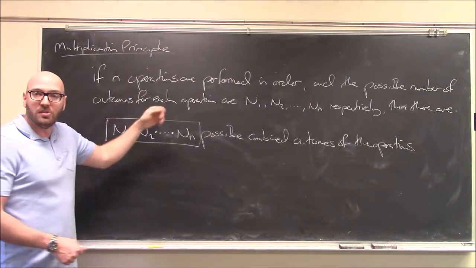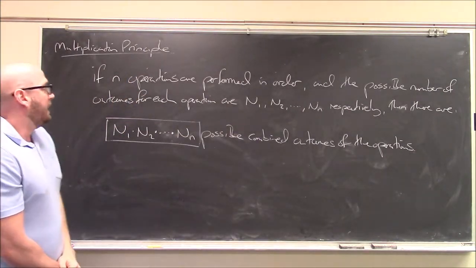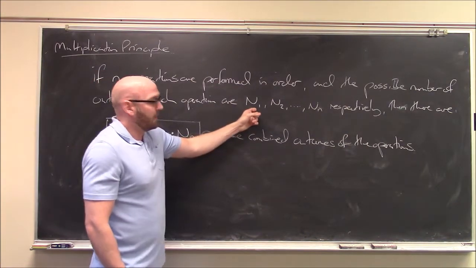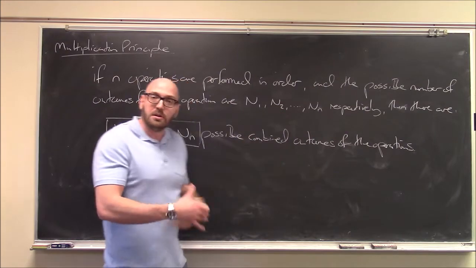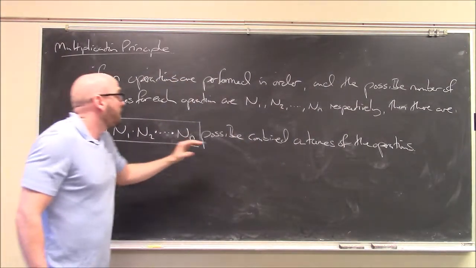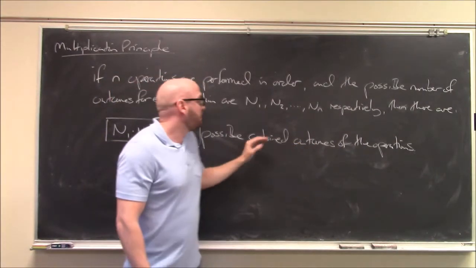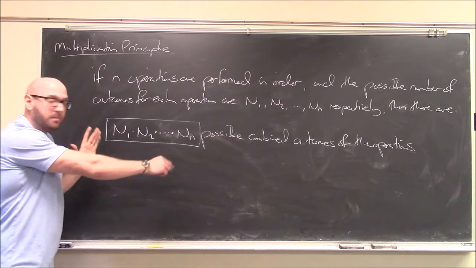So you're performing these operations. Each operation has a number of possible outcomes. And so for the first operation, you've got n sub 1 different possible outcomes. For the second operation, you've got n sub 2 different outcomes, and so on. Then if you want the total possible combined outcomes, all you have to do is multiply them all together.